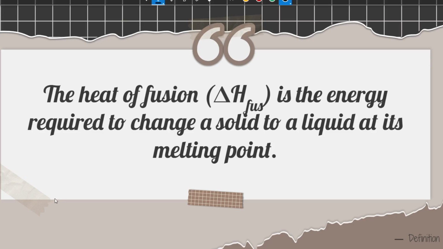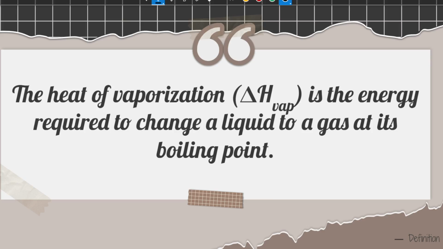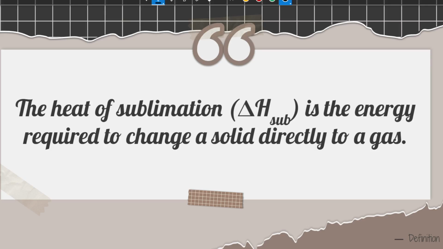So when we look at this, we have the heat of fusion. That's going to be the energy required to change a solid to a liquid at its melting point. When we look at the heat of vaporization, we're going to the boiling point, and that's the only difference. And heat of sublimation is if we were going directly from a solid to a gas. You're not going to see that very often, but it is an option that you could see.